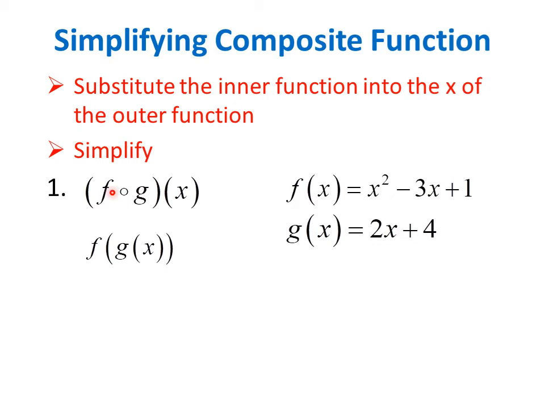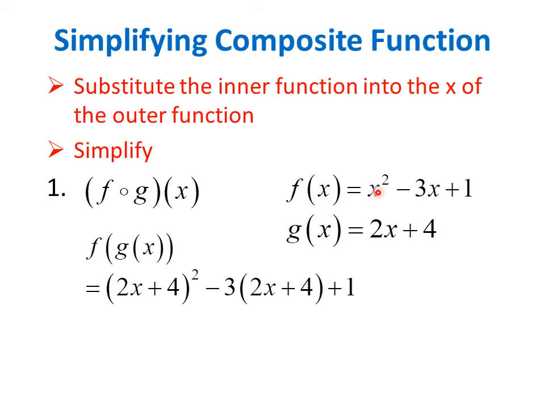This notation is the same as this notation. So this is also f of g of x. To simplify this composite function, we have to substitute this inner function g of x into the x of the outer function f. So g of x is 2x plus 4. We have to substitute this 2x plus 4 into the x's of the function f.